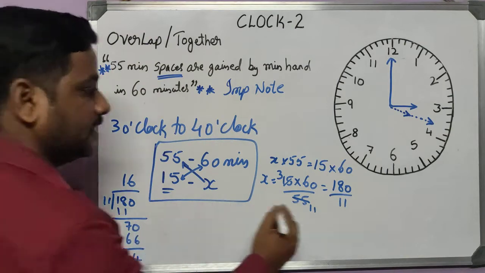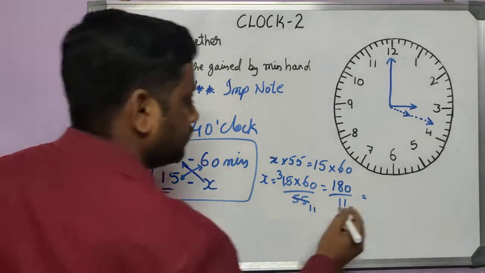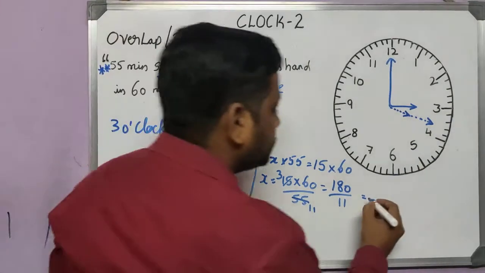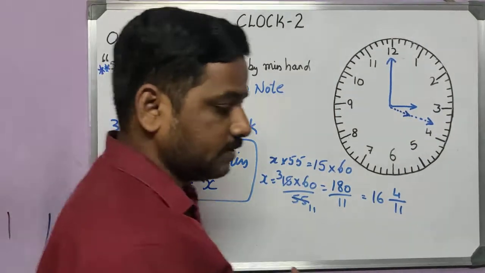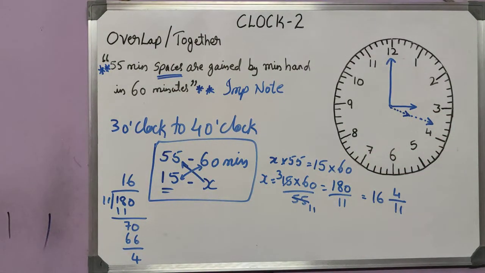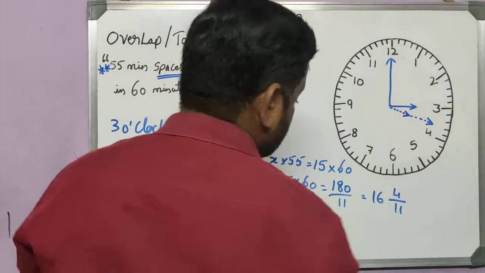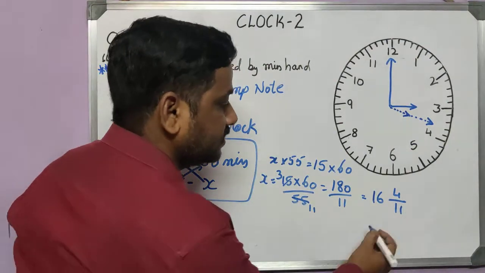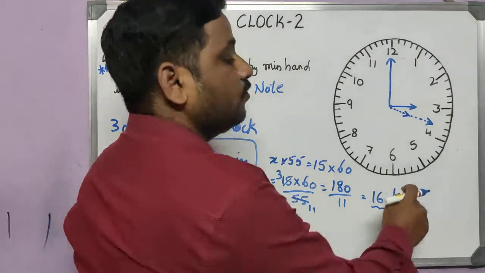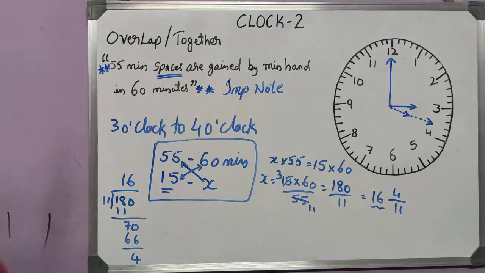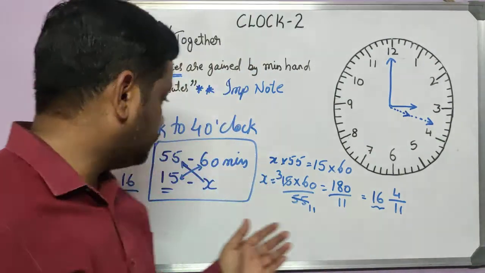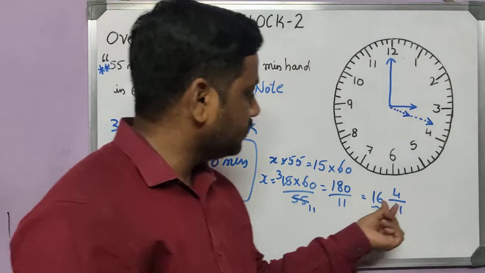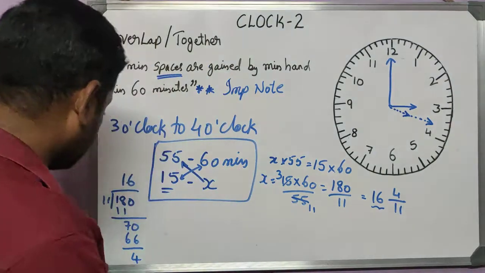Now what can I write? I can write this in this manner. 16 and 4 by 11. That is the whole number now, right? That's what we can write as the answer, 16 4 by 11. This can be represented as 16 minutes and 4 by 11 seconds. So this is what we got in terms of a fraction here. If it is a decimal, you can get the decimal value also. 4 by 11 you will get a decimal value.